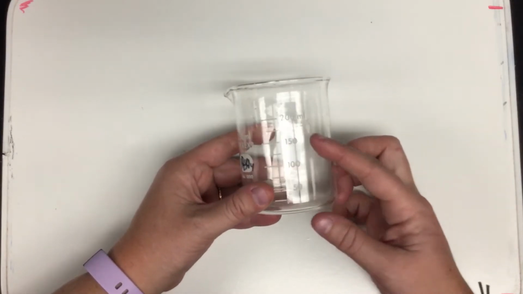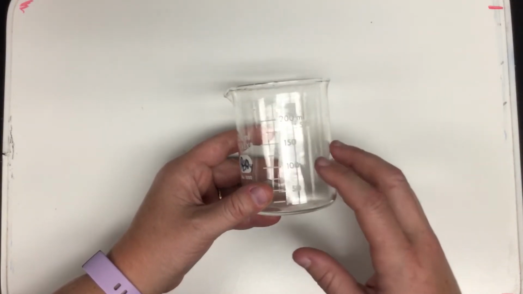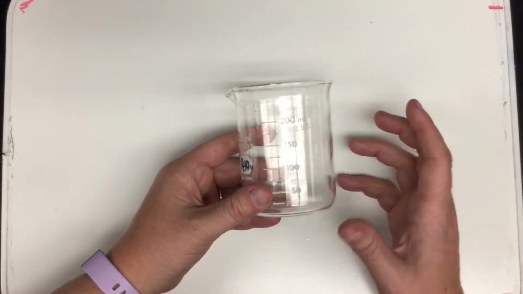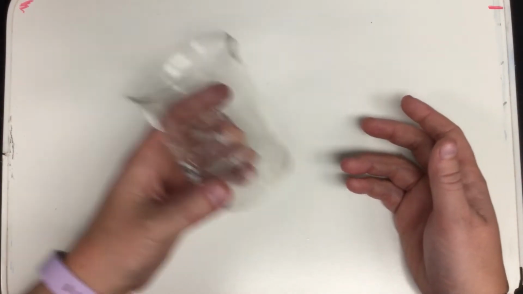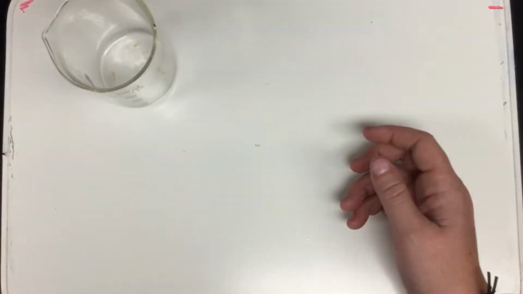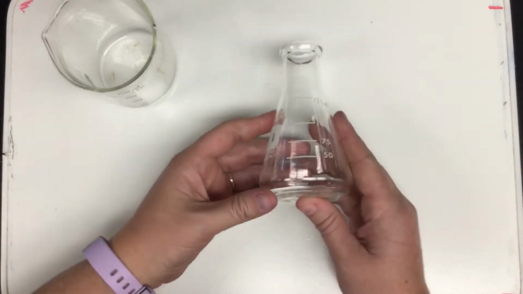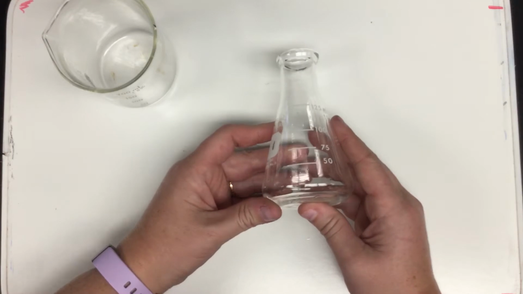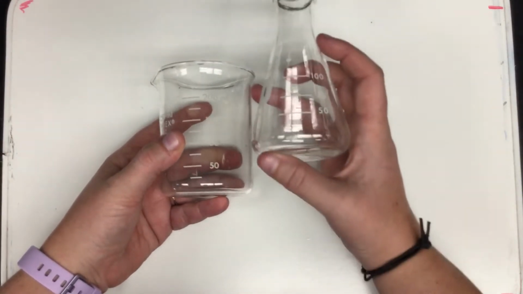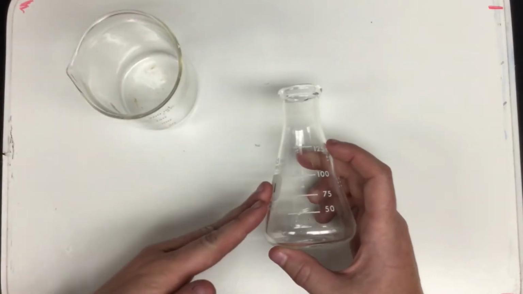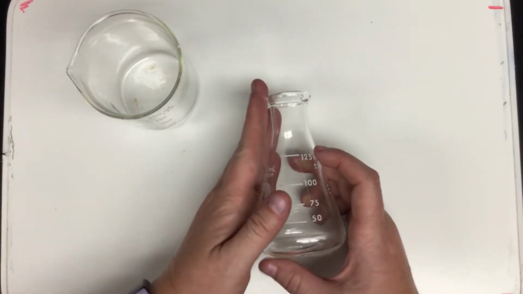Although there are graduations here, we don't usually use these numbers to give a precise measurement. We just use those as a general approximation of volume. Beakers are oftentimes confused with flasks. This is an Erlenmeyer flask. You can see the biggest difference is that the beaker sides go straight up, whereas the Erlenmeyer flask sides go at an angle before they go straight up.